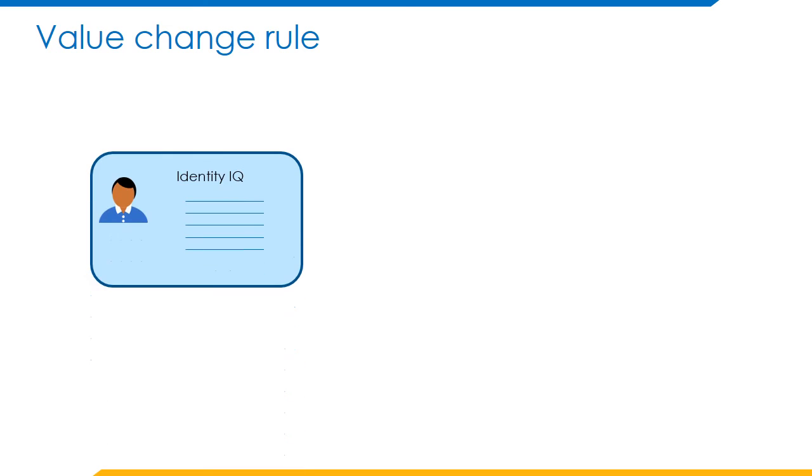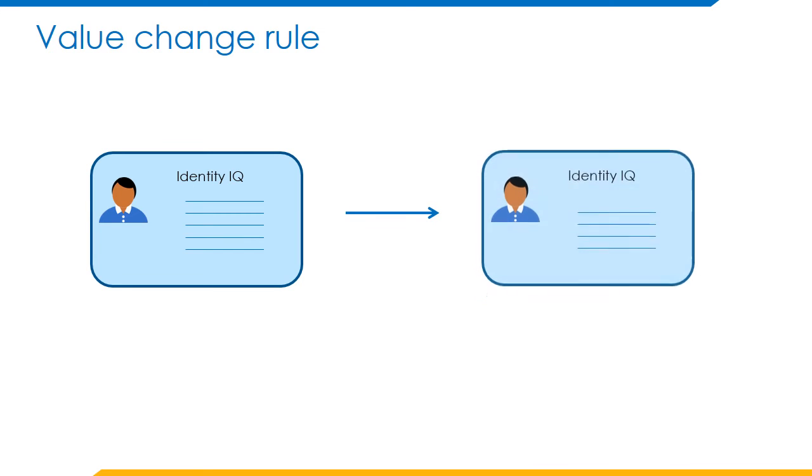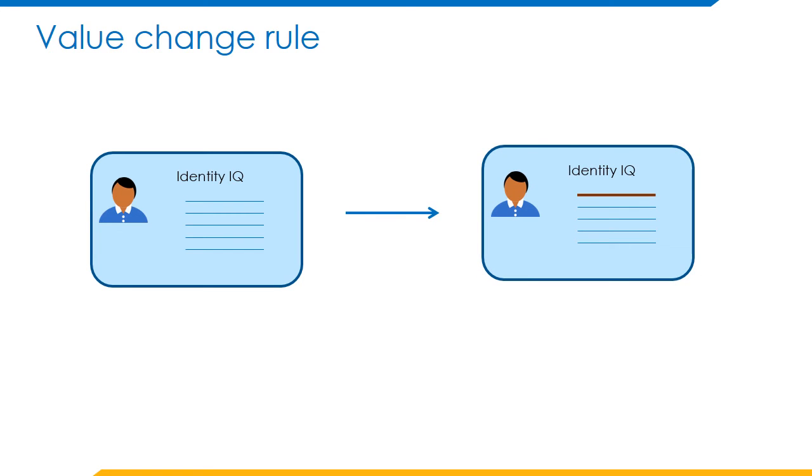Value change rule. Identity IQ can be configured to allow modifications to the identity cube. These modifications can be performed by the identity itself, or whoever is given the authority, by just editing the form. Identity IQ provides us a way in which we could perform various activities in case there is any such change.